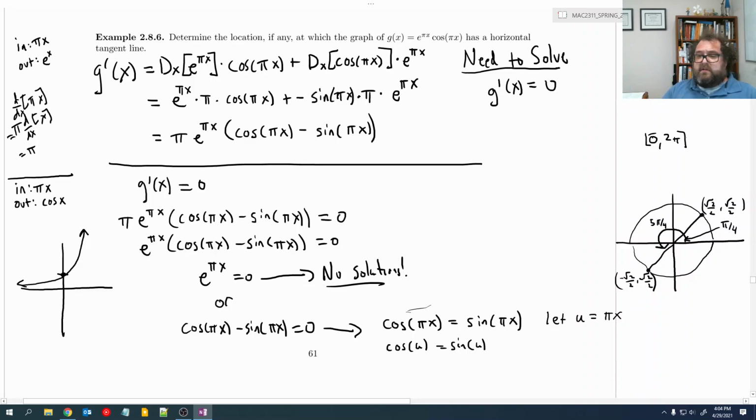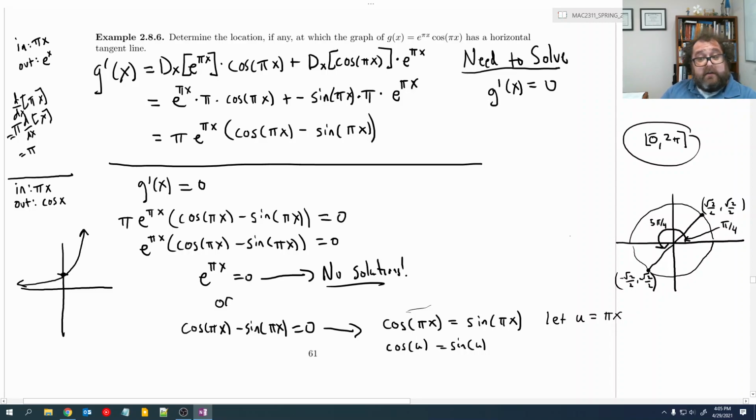But here I said, let's focus on 0 to pi. Or you know what? It might be better to focus on negative pi to positive pi, because this function is going to get crazy probably for big values of x because of that factor there. It doesn't really matter what we use here. I guess we can stick to 0 to 2 pi.